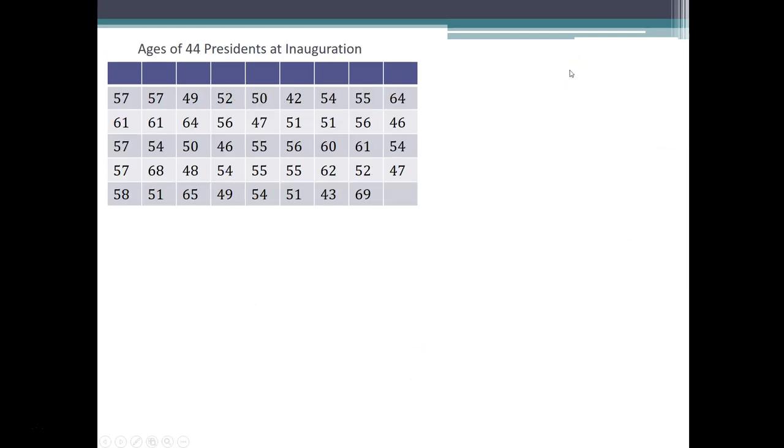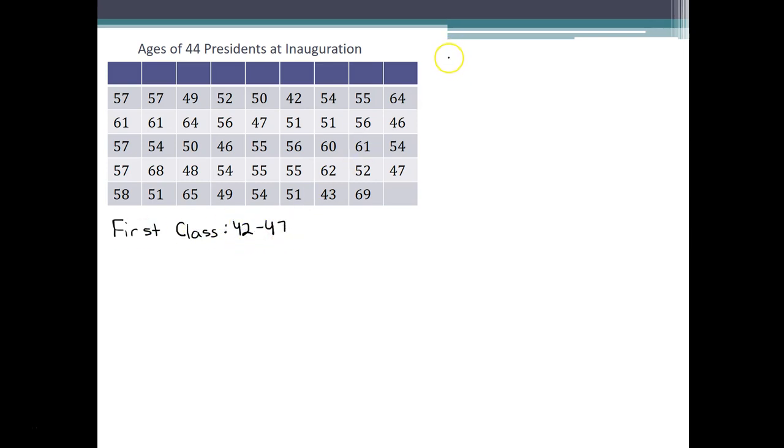Let's do one more. Here we have a table of the ages of 44 presidents at inauguration as of 2015. Grover Cleveland was elected both as the 22nd and 24th president. They went ahead and listed his ages at both of those inaugurations here. Okay, and it says construct a frequency distribution with the first class of 42 to 47. So the problem tells us what to start with for our first class.